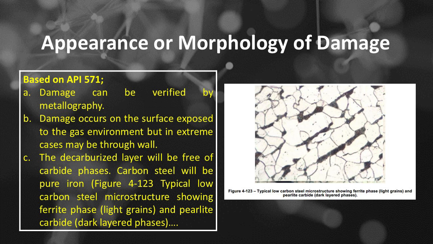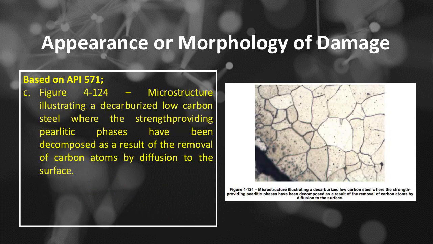See Figure 4-123, typical low-carbon steel microstructure showing ferrite phase, light grains, and pearlite carbide, dark layered phases. See Figure 4-124, microstructure illustrating a decarburized low-carbon steel where the strength-providing pearlitic phases have been decomposed as a result of the removal of carbon atoms by diffusion to the surface.